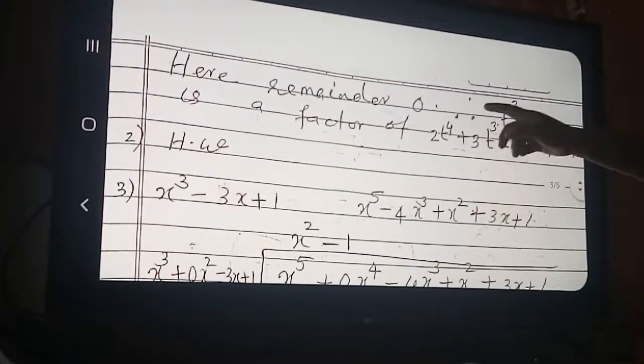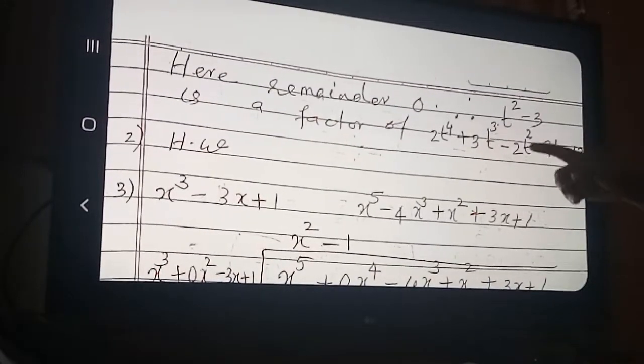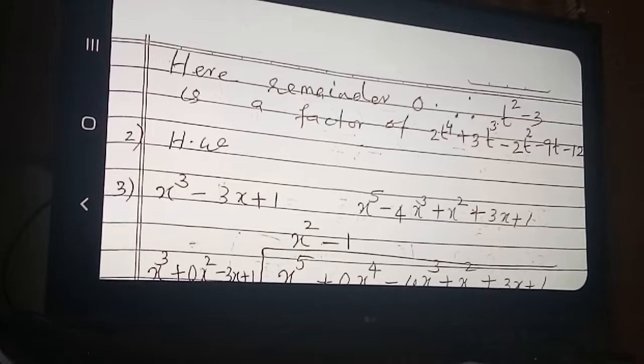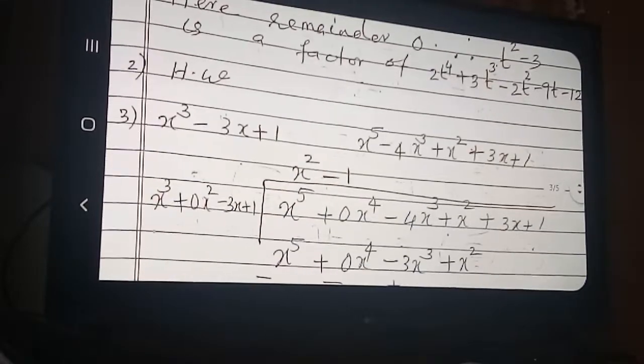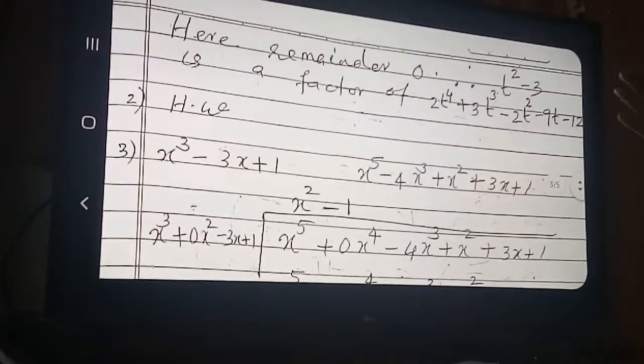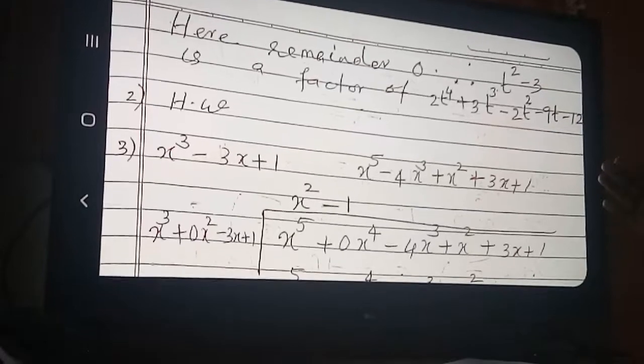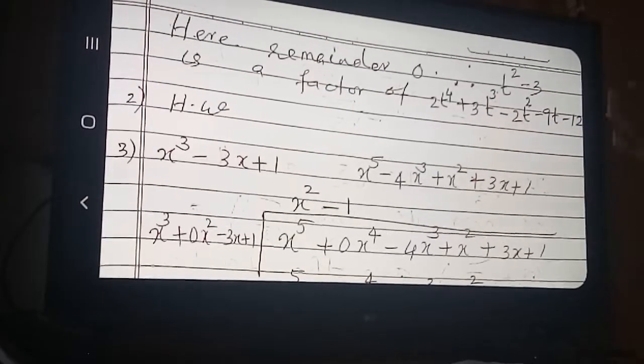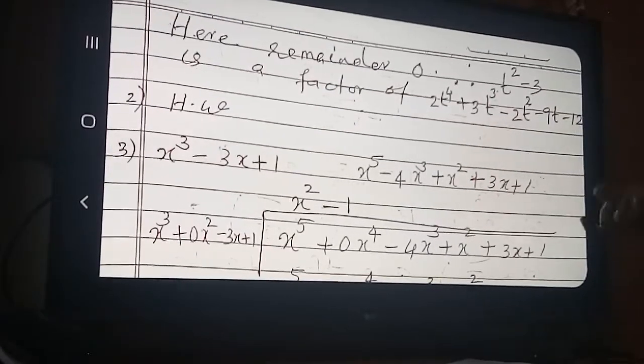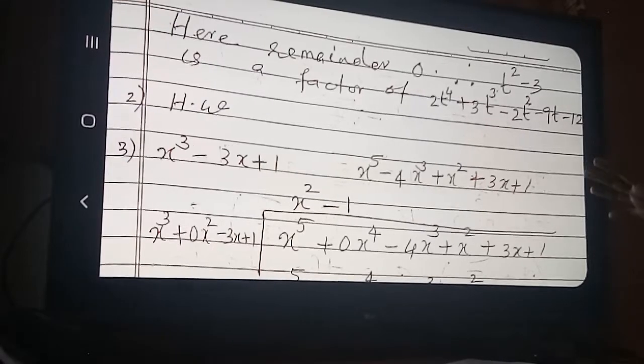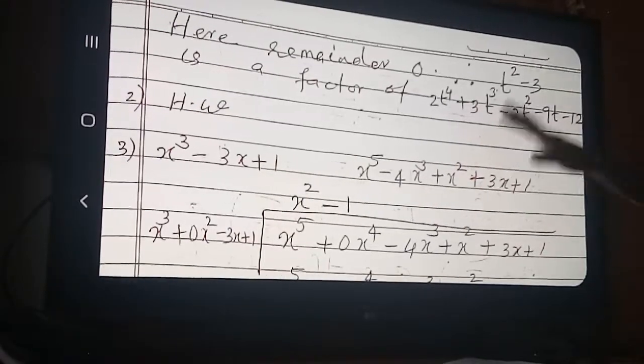Now here remainder is 0, therefore t square minus 3 is a factor of this polynomial. Clear now? Second question you do in the same method. You divide the second polynomial by the first polynomial. Remainder 0 getting, you say it is a factor. If remainder 0 not getting, you say it is not a factor.